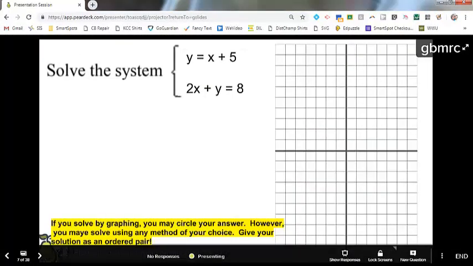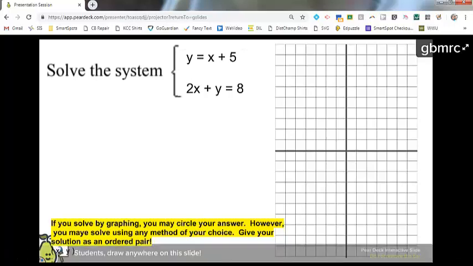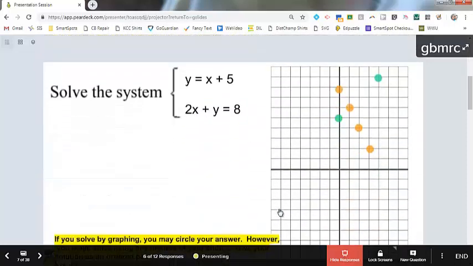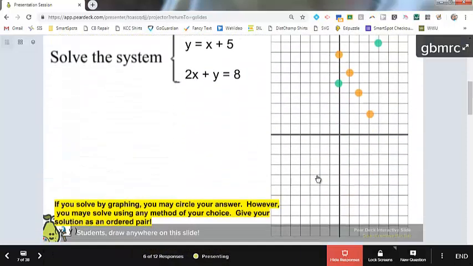Now, on your own. I'm going to give you 1 minute, 30 seconds, and then we're going to move on. You've got to go quick. We're going to run out of time. Let's see what we've got shown here. I've got somebody who's trying to graph. That's good. Somebody else that's graphed. That's good.